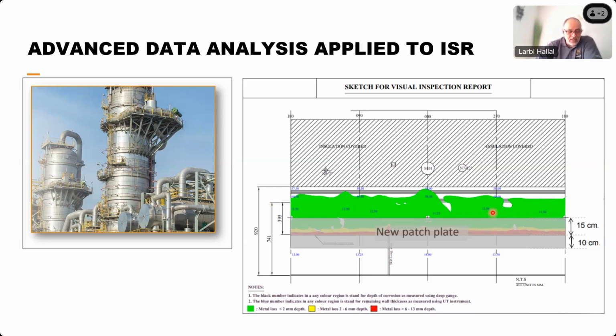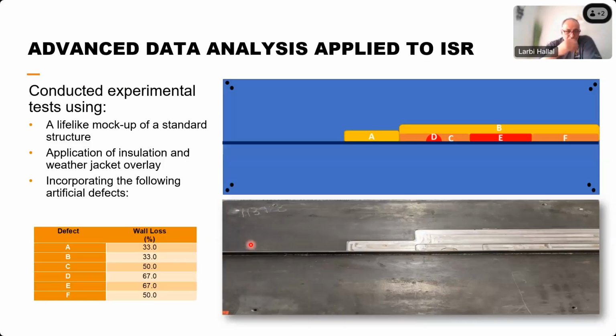But also, this ring is a metallic structure, so bringing some, let's say, mass effect. So we'll have to differentiate the mass effect from the ring from real corrosion at the end. At Eddyfi, we have conducted an experimental test using a lifelike mock-up. You can see at the bottom a metallic plate with this ring here, and on top of the ring we have machined different types of defects. So you have a view here with different depths, different wall losses.